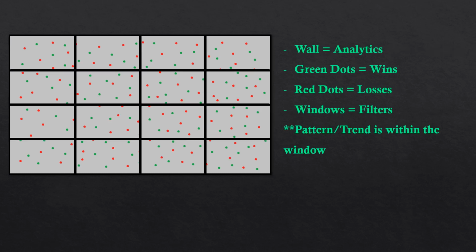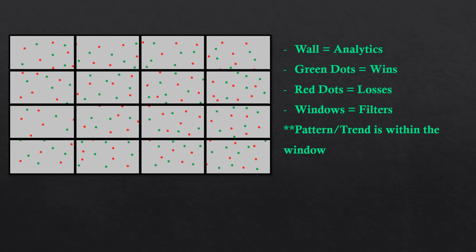Now, if you take a closer look and divide the wall into smaller squares, you'll find that in some of the squares there are more red dots than green dots, and in other squares there are more green dots than red dots. The goal of technical handicapping is finding these trends and patterns in those windows, so you can predict which squares will have more green dots than red dots. By doing this, you can make more accurate predictions and outcomes.